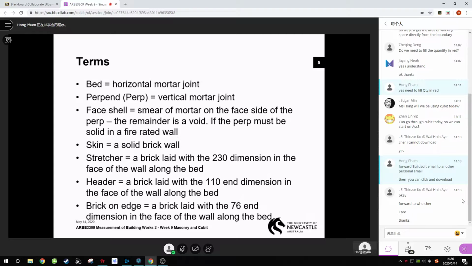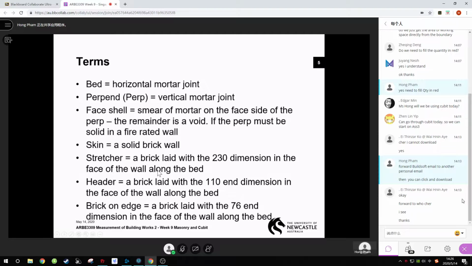Stretcher, a brick laid with the 230 dimension in the face of the wall along the bed. Header, a brick laid with the 110 dimension in the face of the wall along the bed. Brick on edge, a brick laid with the 76 dimension in the face of the wall along the bed. Okay, here I'm going to explain to you: bed, perpen, face shell, skin, stretcher, header, brick on edge. Later I will give you some illustrations.